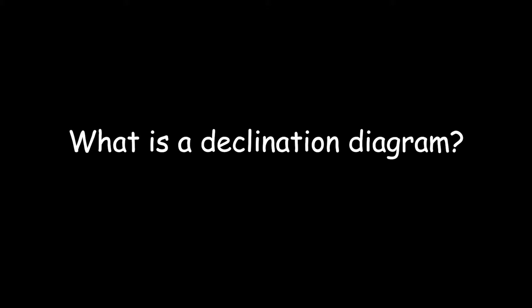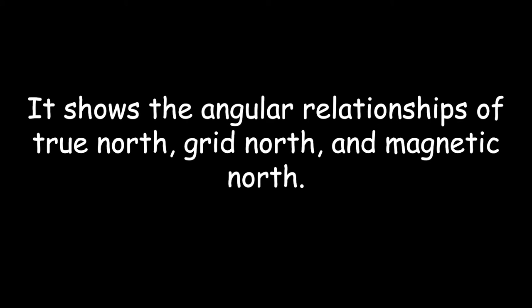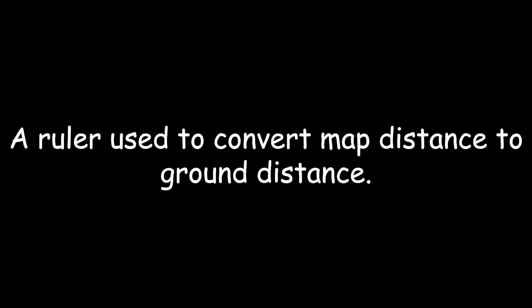What is a declination diagram? It shows the angular relationship of true north, grid north, and magnetic north. Where are the bar scales of a map located? In the center of the lower margin. What is a bar scale? A ruler used to convert map distance to ground distance. What are the usual three units of measure in a bar scale? Meters, statute miles, nautical miles.